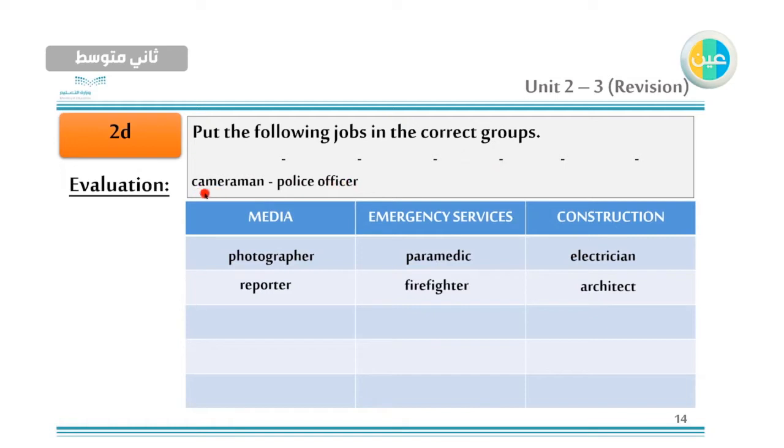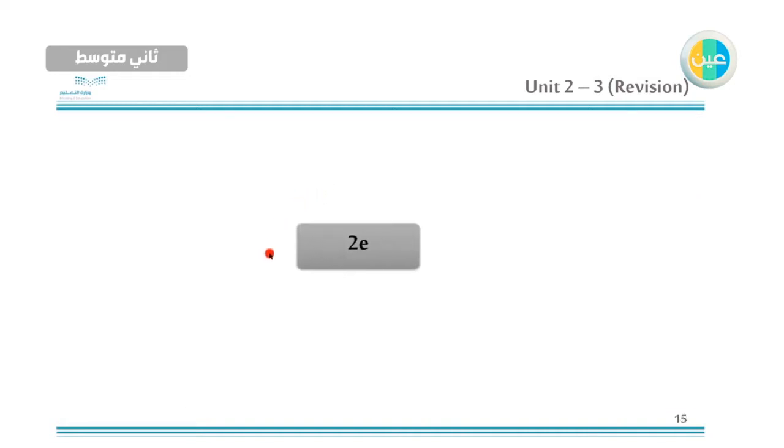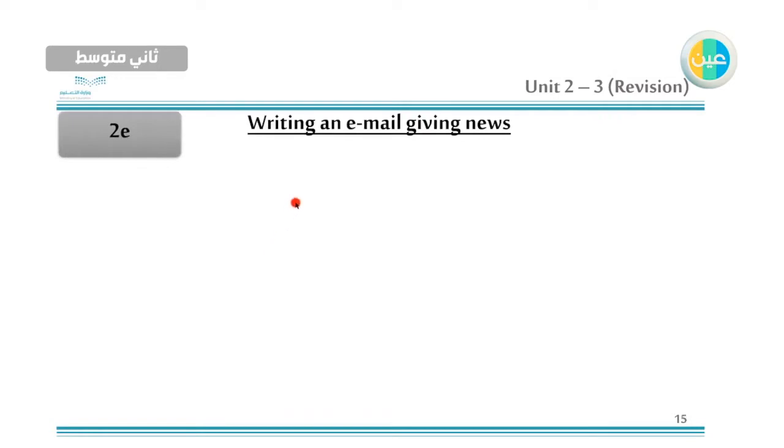So the next one, cameraman. This one is too easy. Okay, so media, very good. Next one, police officer goes with emergency services. Good job. Okay, now let's go to Lesson 2E, and in this lesson we will talk about how to write an email giving news to a friend.